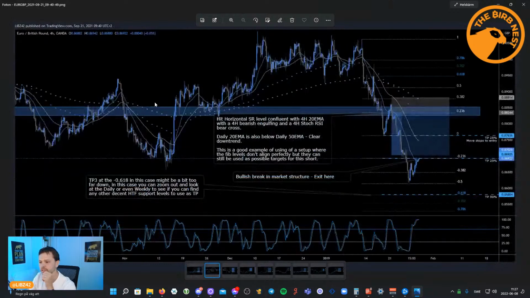So let's see if I can find a beautiful example here. This is Euro GBP short. This is on the 4 hour, and you have this level, right? Now this is not perfect by any means, but you have a clear breakdown here, and you're coming up to retest that level. You have a 4 hour bearish engulfing right here with that stochastics RSI topping out on the level, and it's closing below the 4 hour 20. And I just like the way it looks, right?